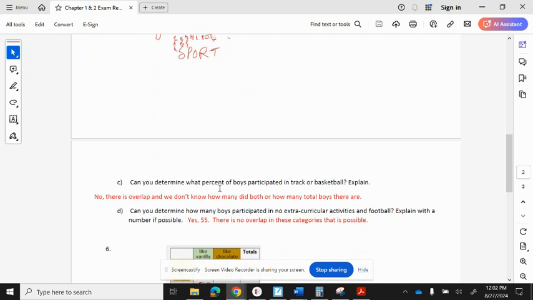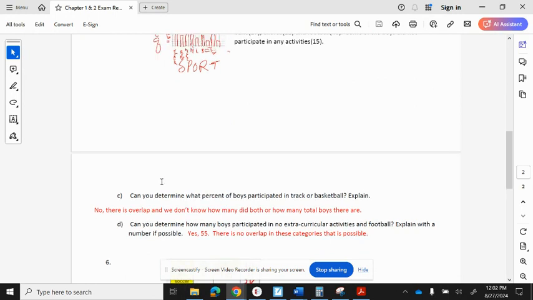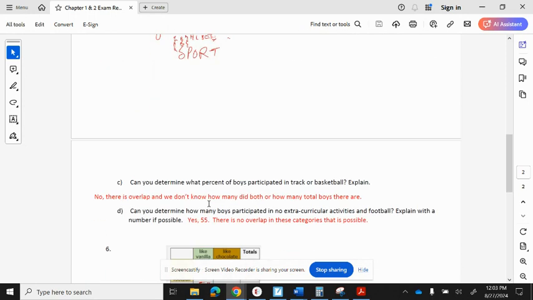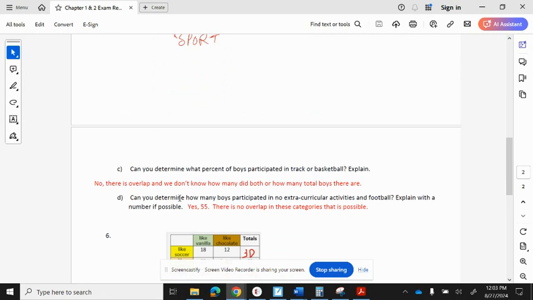C, can you determine what percent of boys participated in track or basketball? And the answer is no. Because if you look at this, track and basketball, they could be doing both. But then the next question, D, might confuse you. Can you determine how many boys participated in no extracurricular and football? The answer to that is yes.